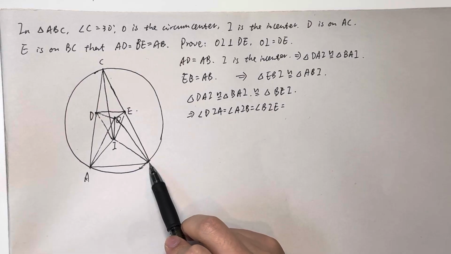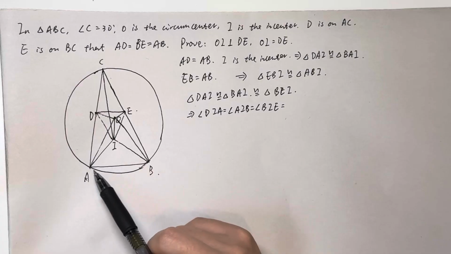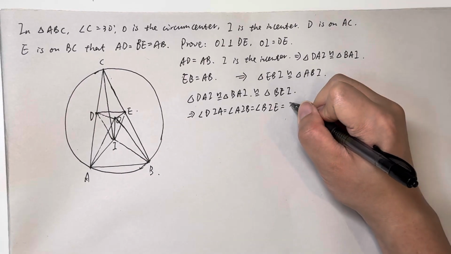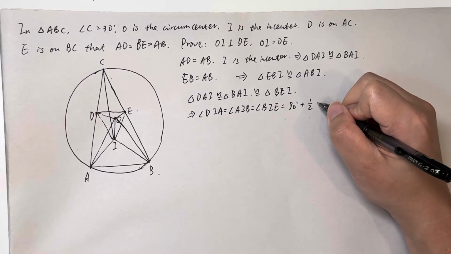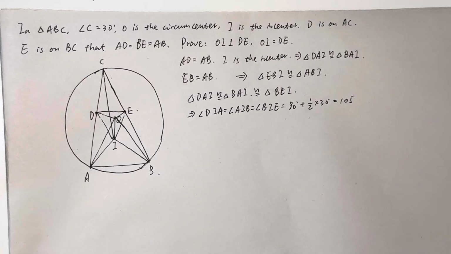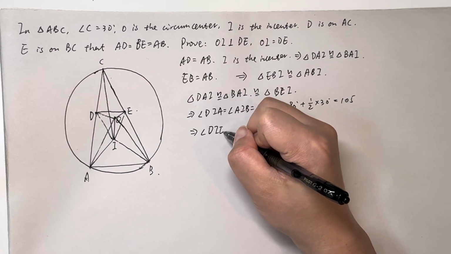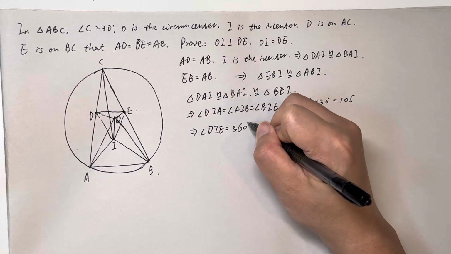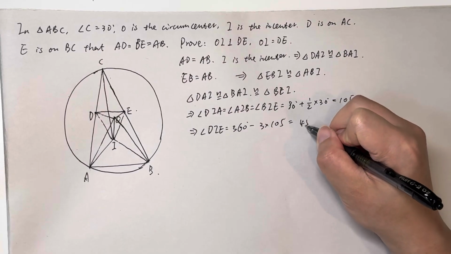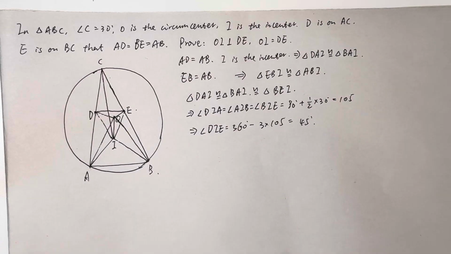equals the angle AIB, that is the angle from the two vertices and the incenter, right? So it equals 90 degrees plus half of angle C, right? Half times 30 degrees, which means it's 105 degrees, which means the angle DIE can be calculated by 360 minus 3 times 105 equals 45 degrees. Right, that's the angle DIE.